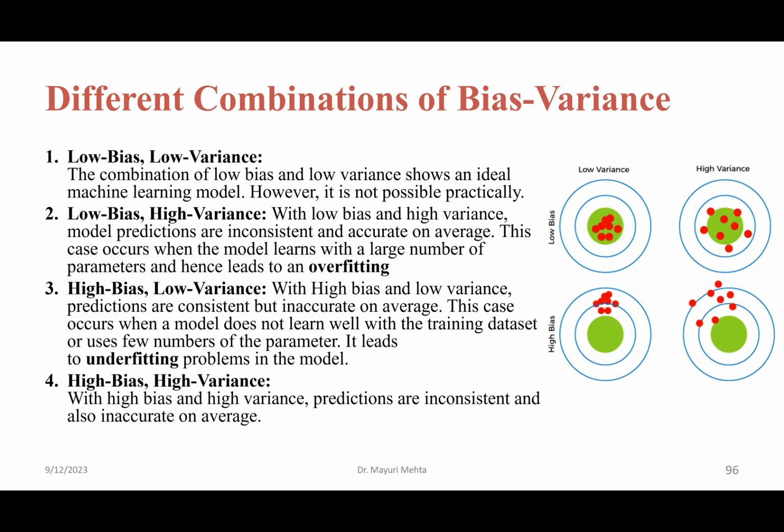Okay. The fourth is high bias and high variance. With high bias and high variance, predictions are inconsistent and inaccurate, both. You can see that. High variance means inconsistent predictions. So in the fourth possibility we have high variance, so inconsistent predictions. High bias, which is the third possibility, means inaccurate predictions. So in the fourth, we have high bias, so inaccurate predictions. High bias and high variance means inaccurate and inconsistent predictions.